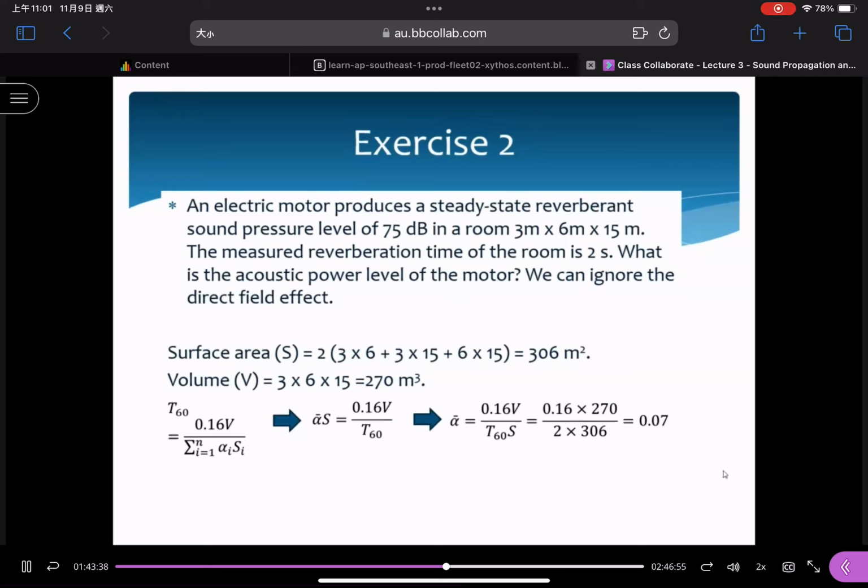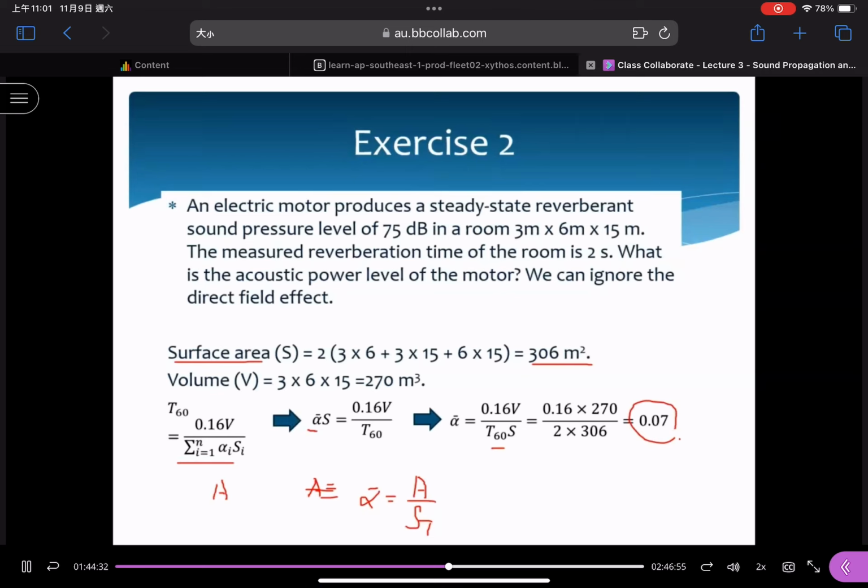And how about this one? When you refer to this one, this is equal to A, correct? When we can set up A, actually the absorption coefficient alpha here is equal to A divided by the total surface area, correct? So the total surface area is 306 meters square, and when you rearrange some terms, you can find out the sound absorption coefficient. In this case, it is 0.07.